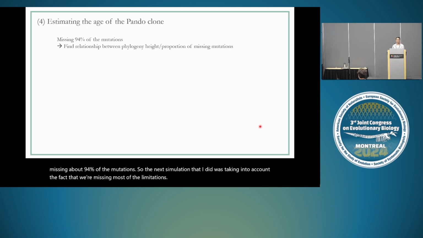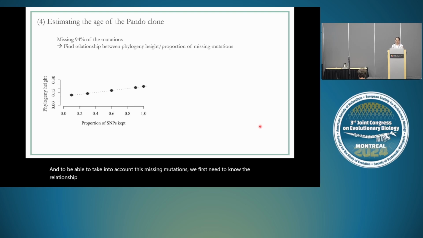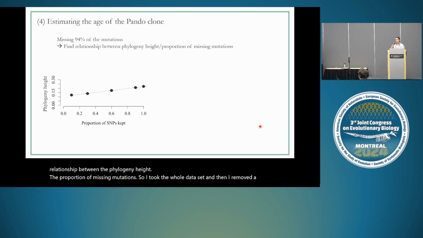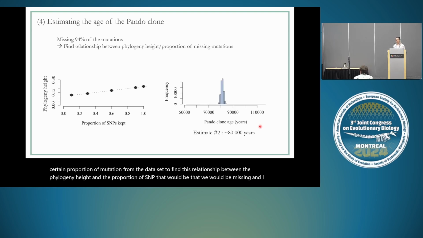To be able to take into account these missing mutations, we first need to know the relationship between the phylogeny height and the proportion of missing mutations. So I took the whole data set, and then I removed a certain proportion of mutations from the data set to find this relationship between the phylogeny height and the proportion of SNPs that we would be missing. And I used this relationship to come up with this second estimate, which would age the Pando clone at around 80,000 years.